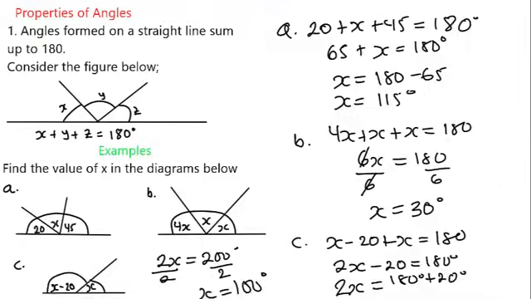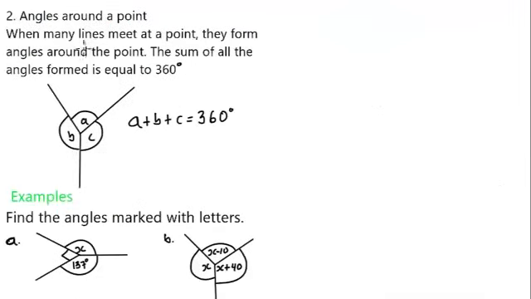Now let's move on to angles around a point. When many lines meet at a point, they form angles around the point. The sum of all the angles formed is equal to 360.